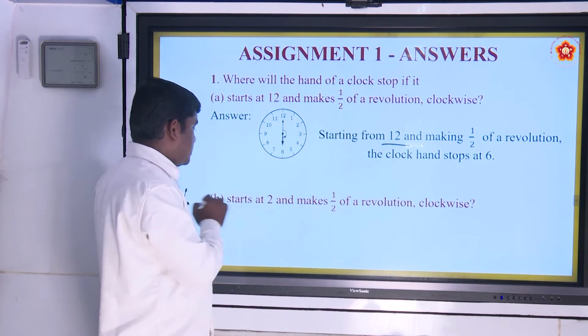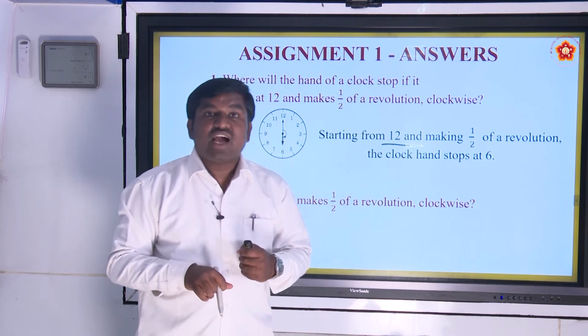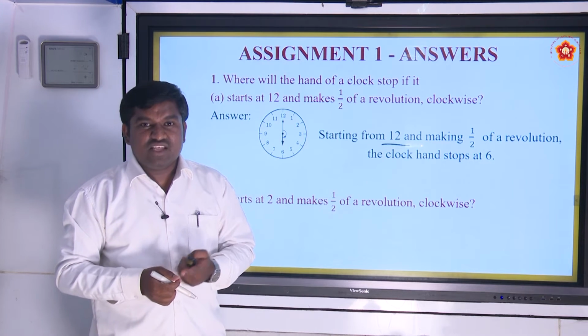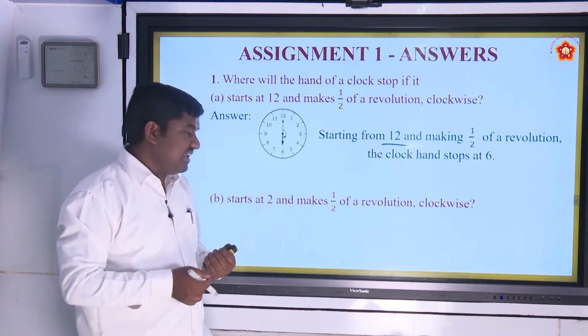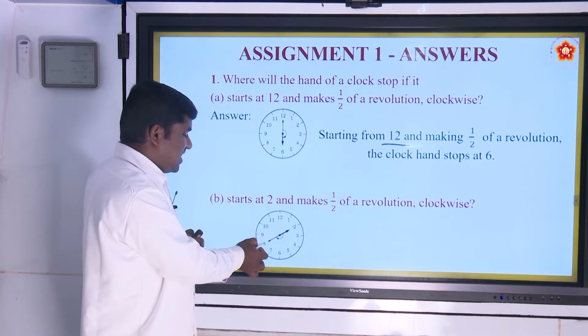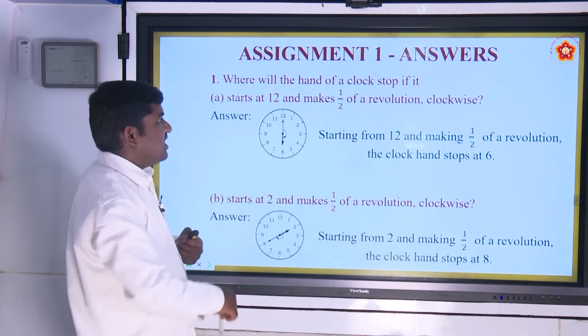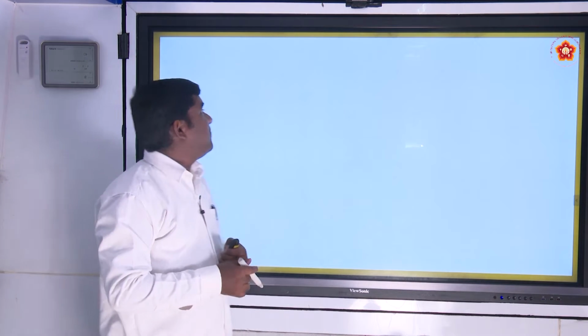Next, second question, start at 2 and make half of a revolution in the clockwise direction. Then where does it stop? Yes, your answer is correct. It starts from 2 and stops at 8. Very good.